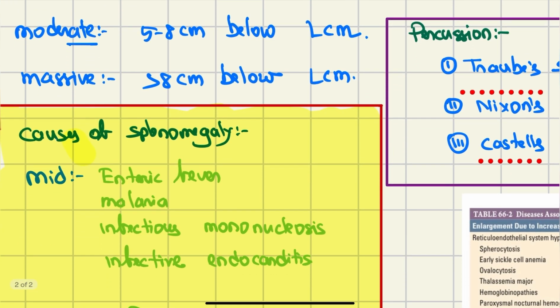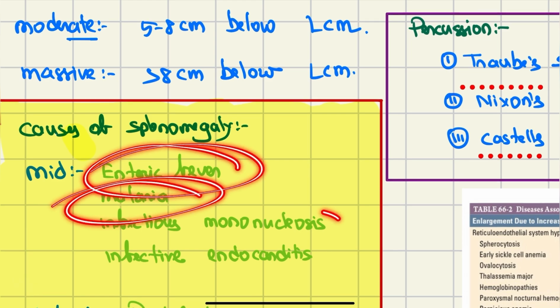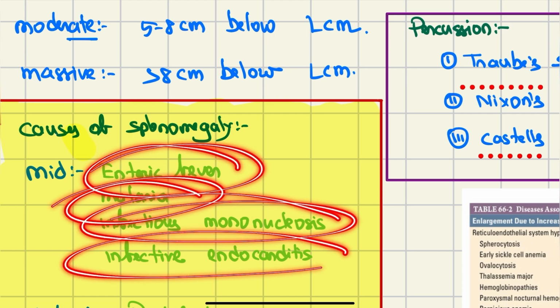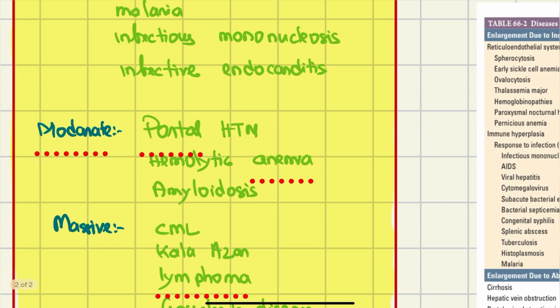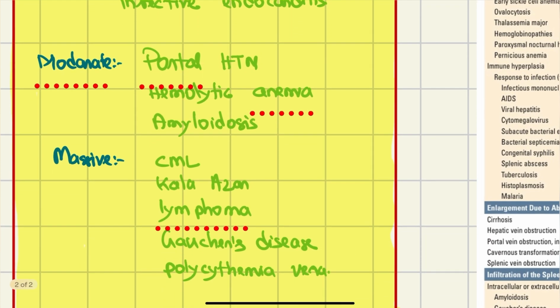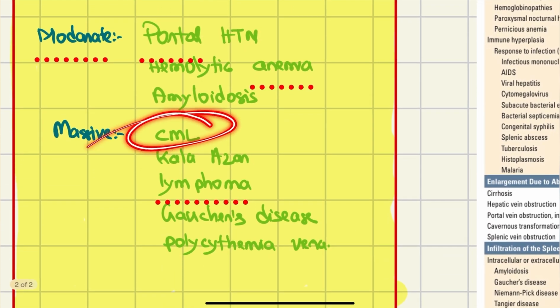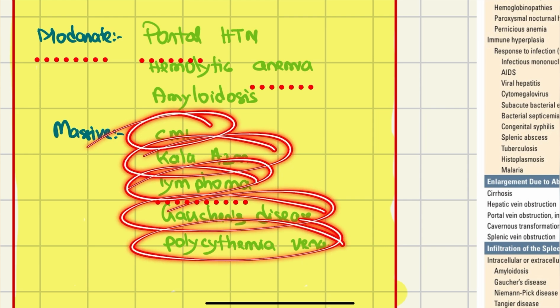Now let's see various causes of splenomegaly. Mild splenomegaly may be due to enteric fever, malaria, infectious mononucleosis, and infective endocarditis. Malaria may cause mild, moderate, or severe splenomegaly. Moderate splenomegaly is generally due to portal hypertension, hemolytic anemia, and amyloidosis. And massive splenomegaly may be due to CML, Kala-Azar, lymphoma, Koch's disease, and polycythemia vera.